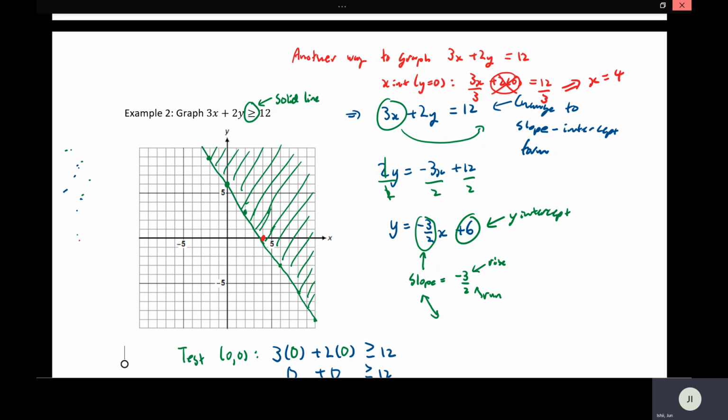And likewise, we can do the y-intercept as well. So if I want to find the y-intercept, I'm going to plug in 0 for x. So basically what happens is that 3 times 0 plus 2y equals 12. Well, this term here is 0. So then you're going to solve 2y equals 12, divide both sides by 2, so you get y equals 6. That's your y-intercept, which happens to be right there.